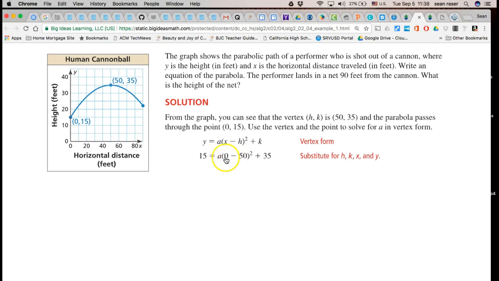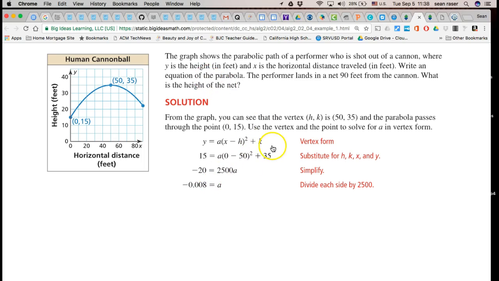So if we start working through, we can subtract 35 from both sides. We'll get negative 20, and then 0 minus 50 is negative 50. Negative 50 squared is 2,500. So we get negative 20 equals 2,500a. All we do is divide both sides by 2,500, and we get a equals negative 0.008. So that's all the information we need for the first part.